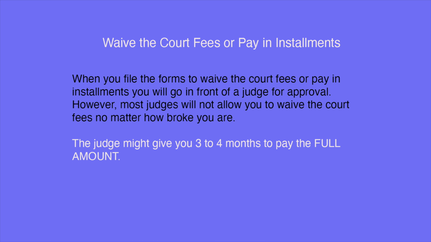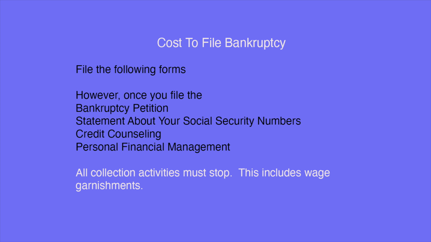When you file the forms to waive the court fees or pay in installments, you will go in front of a judge for approval. However, most judges will not allow you to waive the court fees no matter how broke you are. The judge might give you 3 to 4 months to pay the full amount. However, once you file the bankruptcy petition with the form statement about your Social Security numbers, credit counseling, and personal financial management, all collection activities must stop.